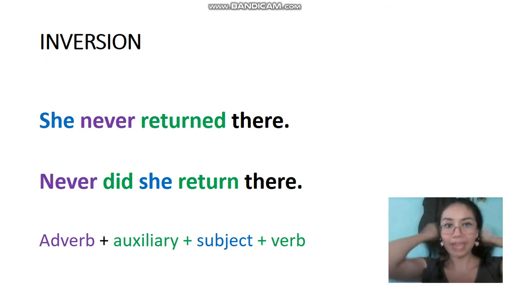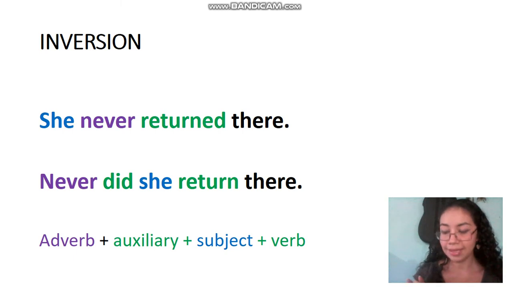let me give you another example. What happens when I have a sentence that doesn't have an obvious auxiliary? She never returned there. I mean, what is the auxiliary? There is an auxiliary, actually. It is only that it's not explicitly put in here. But if you check, the verb is in what tense? Simple past, right? Very good. So what is the auxiliary that we use in simple past for questions and for negative?